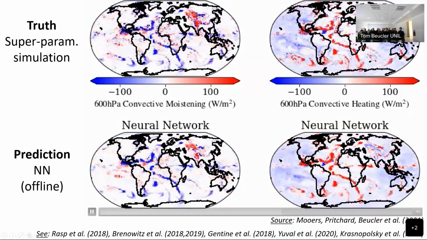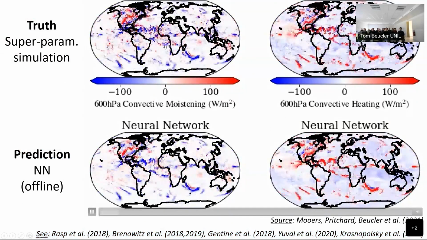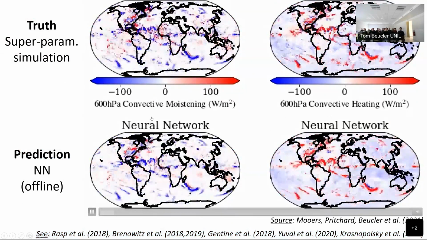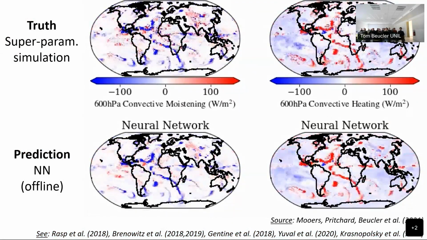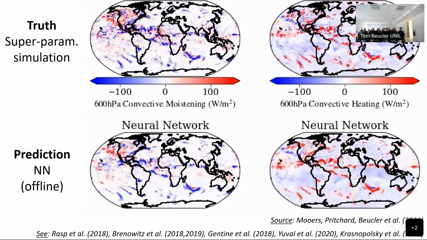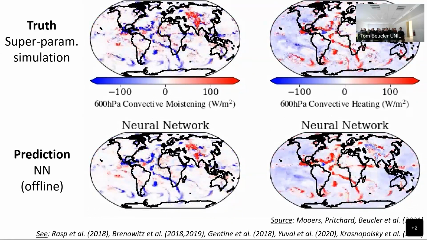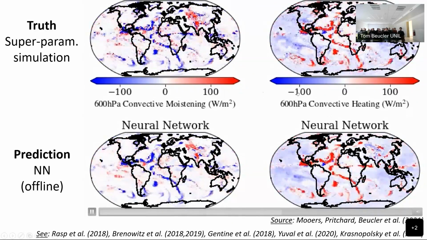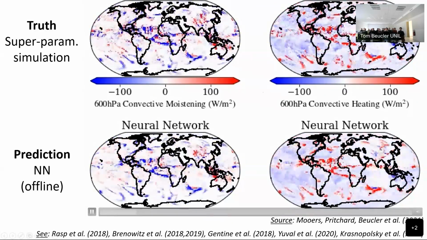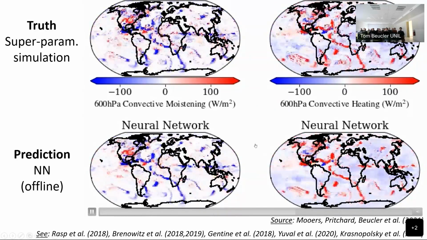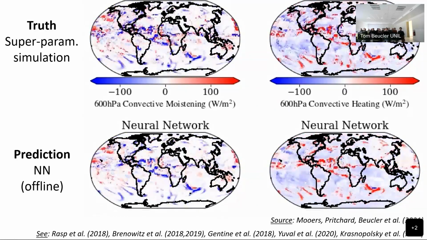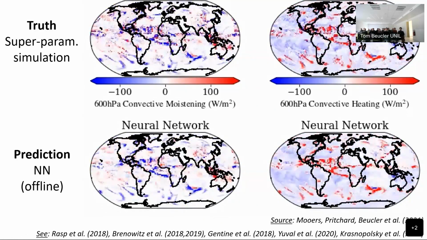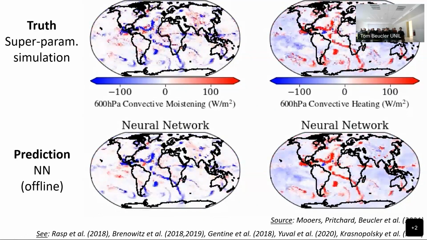And the truth, what you're trying to emulate, is at the top. On the left, it's subgrid water vapor tendency at 600 hectopascal, right below the mid-troposphere. And on the right, subgrid heating, so how much temperature is transported in the vertical. You want to emulate what's at the top, and you get what's at the bottom. By eye, it looks quite good. If you use standard machine learning scores, performance metrics, it looks quite good as well. You just lose a little bit of variability. So to first order, it looks good.